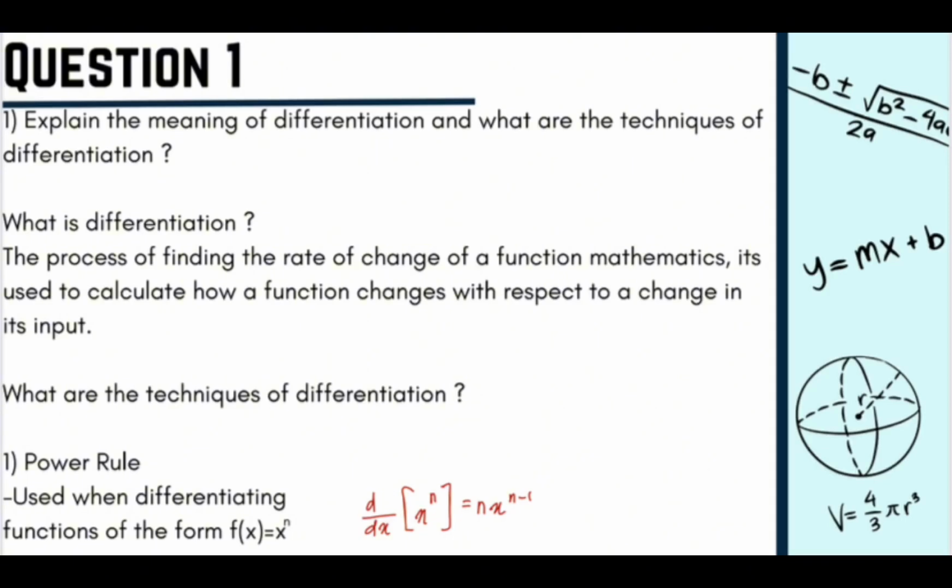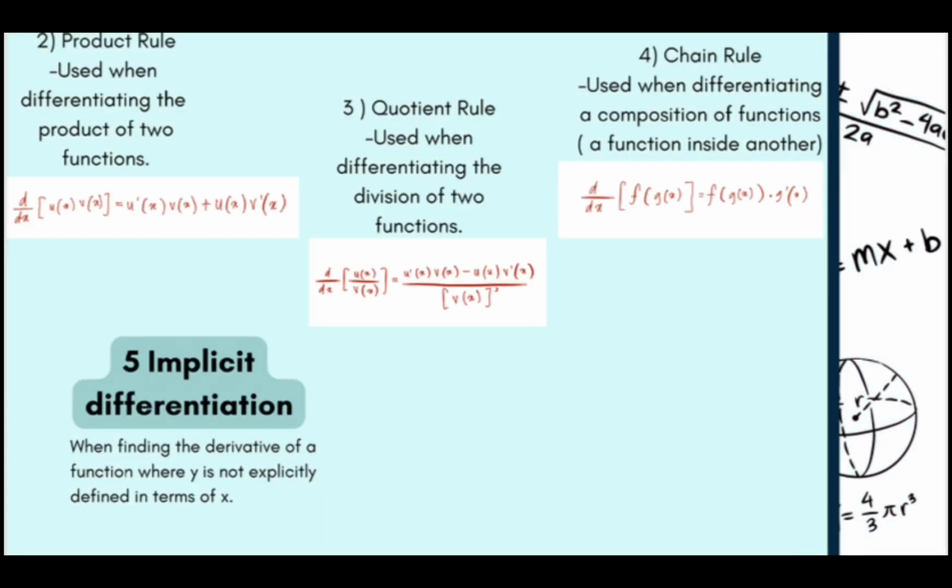Number 1 is the power rule. Used when differentiating a function of the form f(x) equals x to the power n. Next, we go to the product rule. Used when differentiating the product of functions. Next, number 3 is the quotient rule. Used when differentiating the division of two functions. Next, number 4 is the chain rule. Used when differentiating a composition of functions, a function inside another.